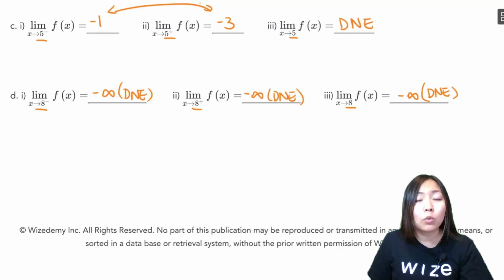So for grade 12 tests and exams, most teachers will want you to write down does not exist. When you go to university, sometimes they will ask you to analyze, does it go to positive infinity, negative infinity, or does not exist in general.